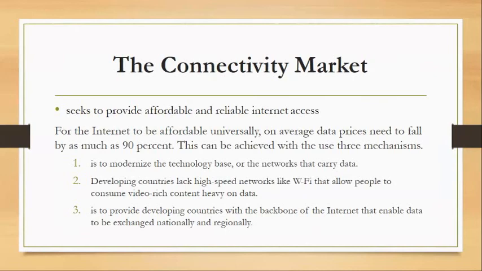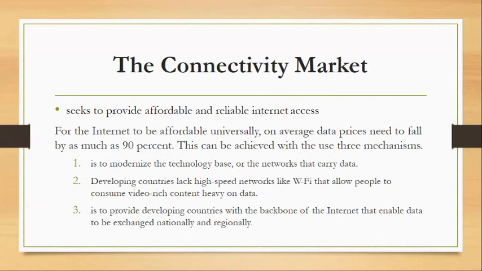For the internet to be available or affordable universally, on average, data prices needed to fall by as much as 90%. These can be achieved with the use of three mechanisms. First one, which is to modernize the technology base or the network that carry data. The second one, developing countries lack high-speed networks like Wi-Fi that allow people to consume video-rich content heavy on data.